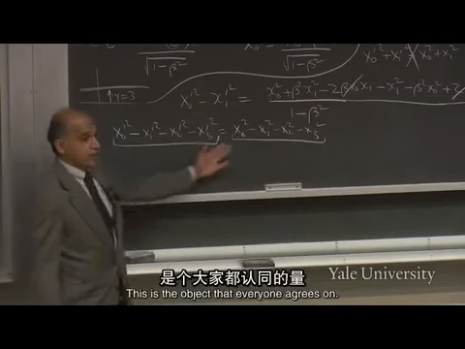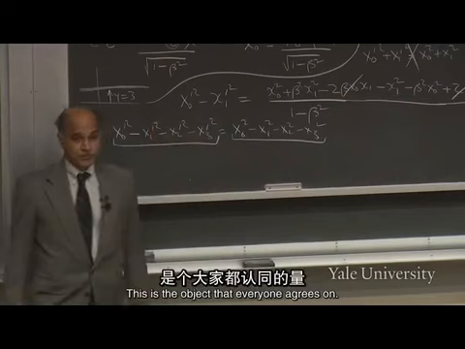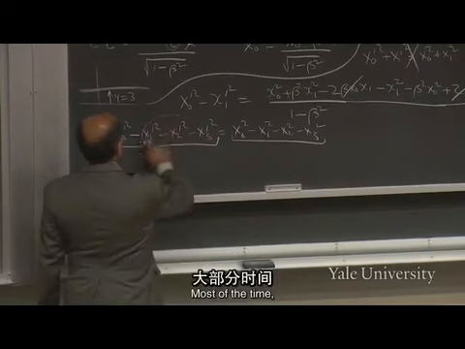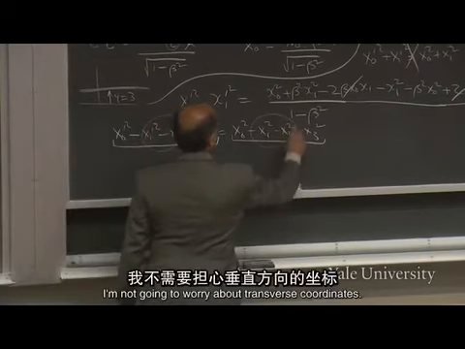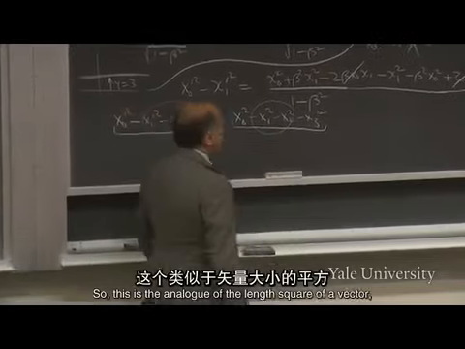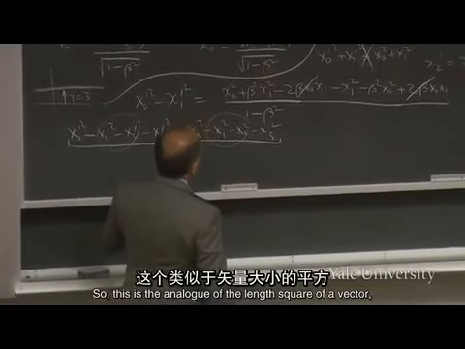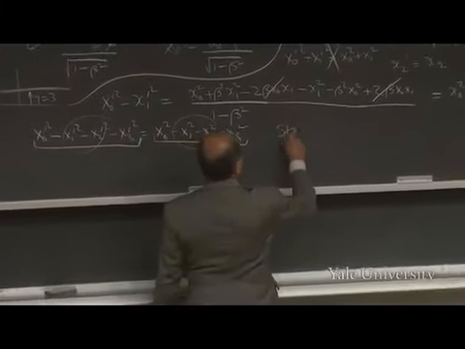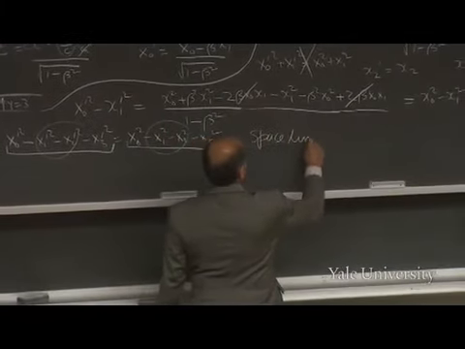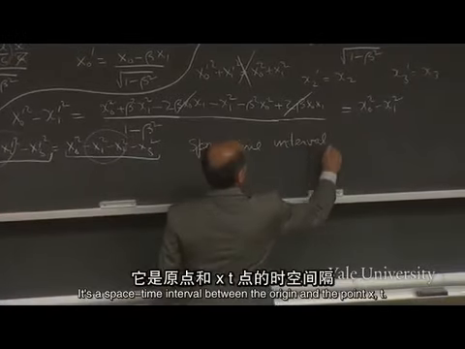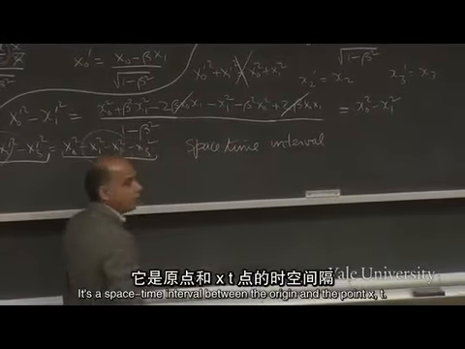This is the invariant. This is the object that everyone agrees on. Allow me once again to drop this. Most of the time, I'm not going to worry about transverse coordinates. So this is the analog of the length square of a vector, and it's called the space-time interval. It's not the space interval, it's not the time interval. It's the space-time interval between the origin and the point x, t.